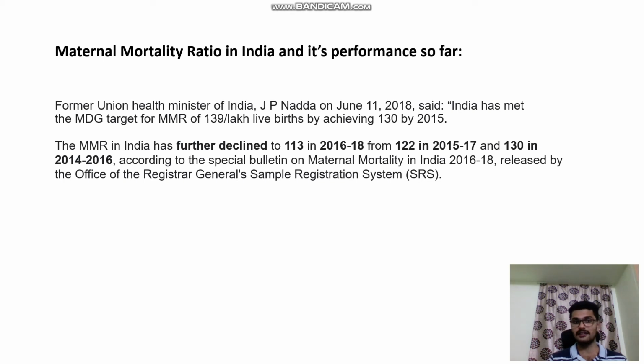The maternal mortality ratio in India has further declined from 130 in 2015 to 122 in the year 2017 and to 113 in the year 2018. So currently we're making significant progress, whereas according to the Sustainable Development Goals, we are moving towards 70 per 100,000 live births by the year 2030.